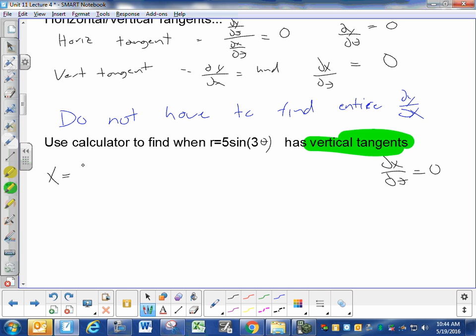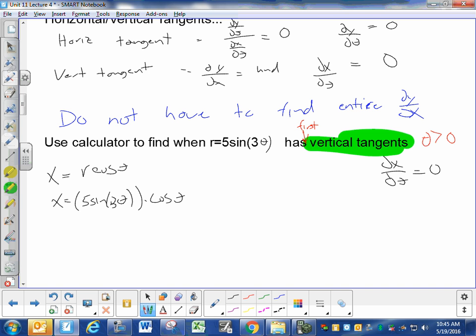x is equal to r cos θ. Don't forget that. x is equal to 5 sin 3θ times cos θ. And I'm going to change the question. We're going to find its first vertical tangent when θ is greater than 0. Okay, so I just want one vertical tangent. We'll find there are multiple.